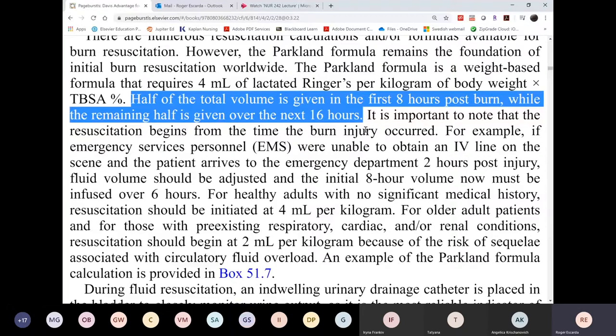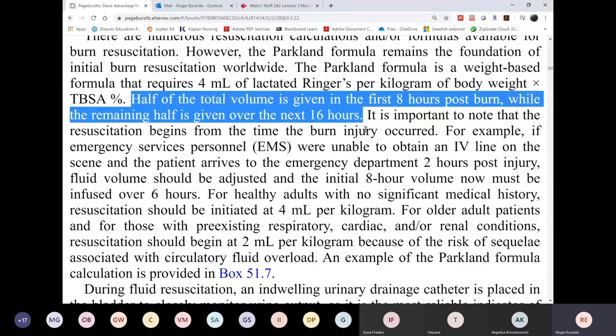Okay. So the 12,120 mL, which is the entire fluid she's going to receive during the first 24 hours, half of that is how much? 6,060, correct? So the 6,060 volume, how many mLs per hour will we run this on the IV pump if she reaches the hospital at 10 a.m.?